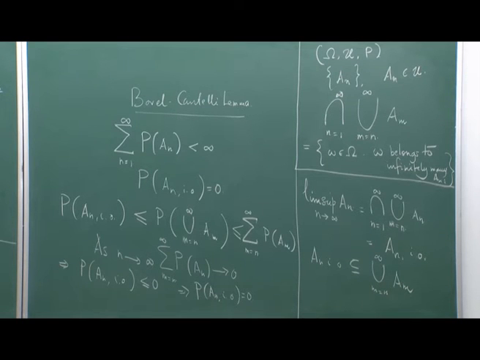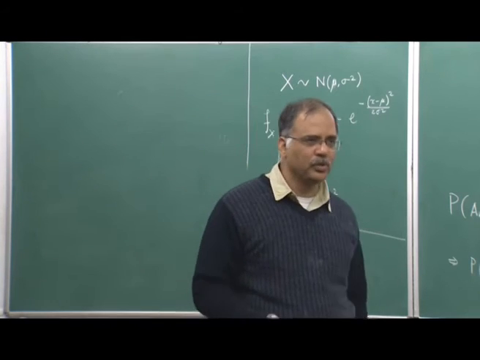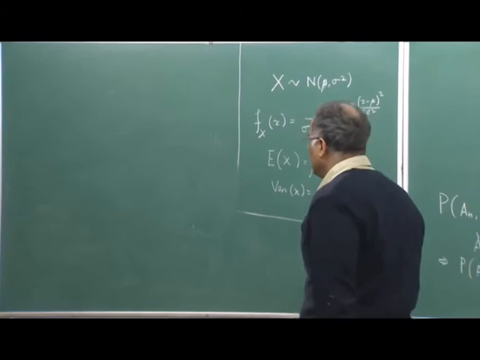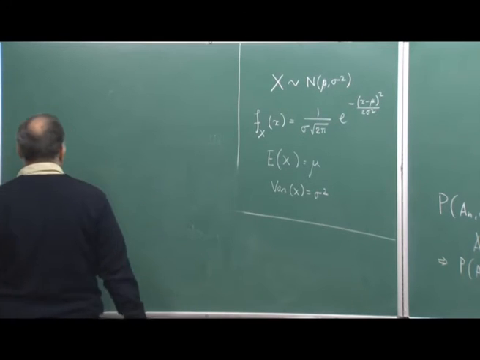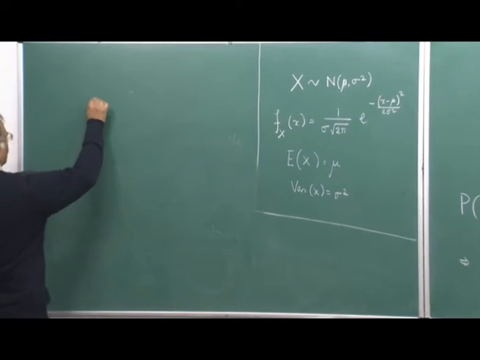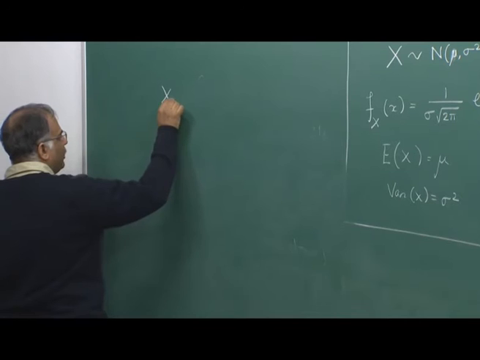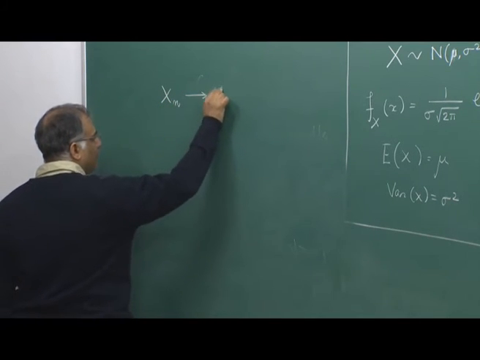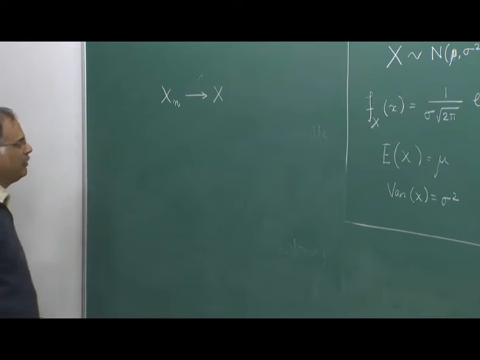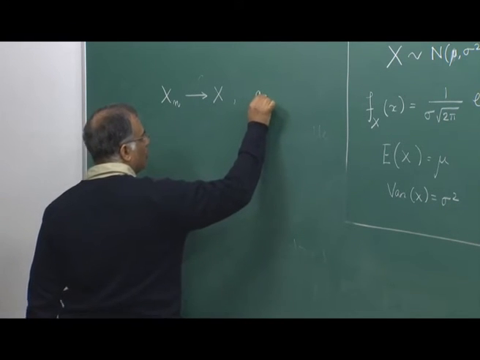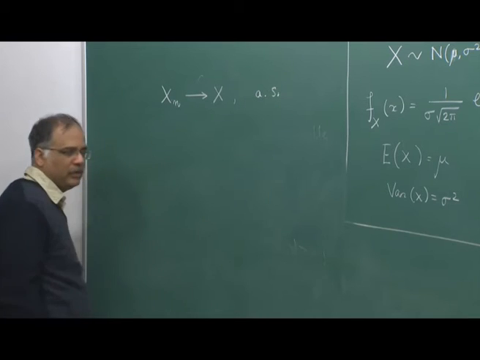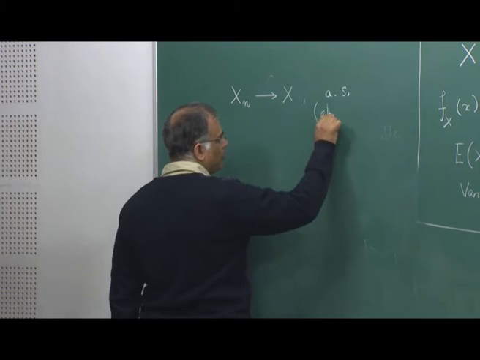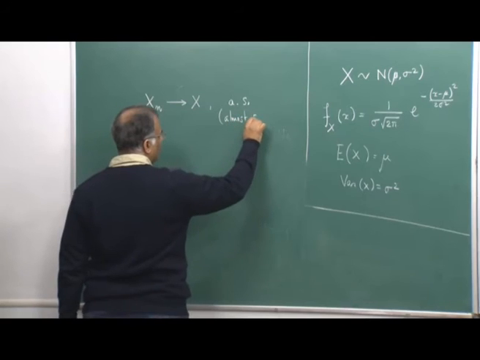Now, there are two types of convergence which are very important. One is convergence in probability, and the other is convergence almost everywhere. Suppose I have a sequence of random variables Xn and I say Xn goes to another random variable X, and we say it converges almost surely, almost everywhere convergence. This is called almost everywhere convergence. AS is a short form of the words almost surely.